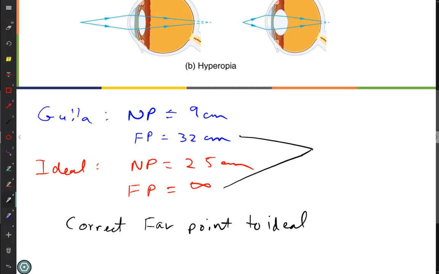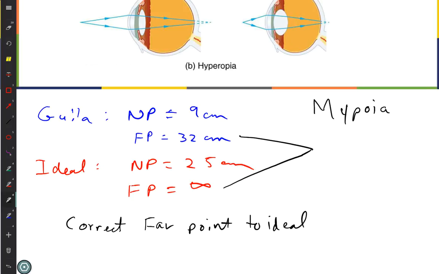So now with Gila, she has which type of vision? Is it myopia or hyperopia? How did I know that before we started? You're right. Myopia. There have been worse things.